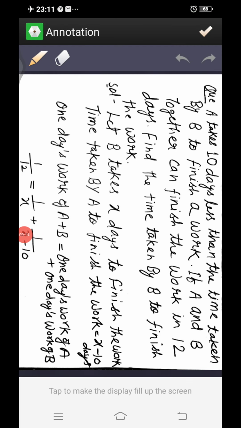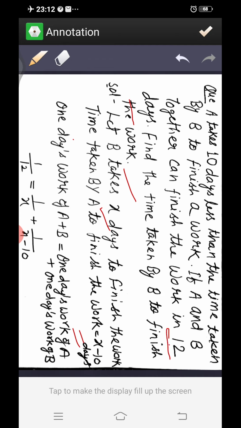A takes 10 days less than the time taken by B to finish a work. If A and B together can finish the work in 12 days, find the time taken by B to finish the work. Let B take x days to finish the work. Then the time taken by A to finish the work will be x minus 10 days. Given that both together complete the work in 12 days.